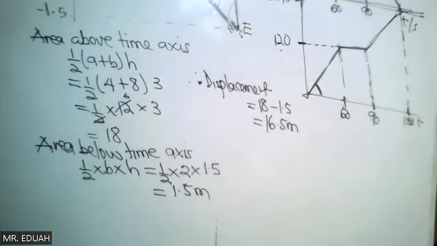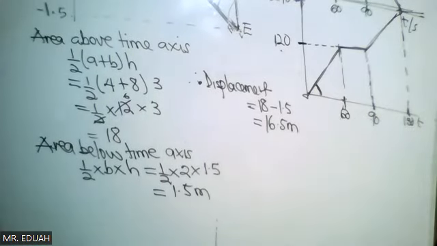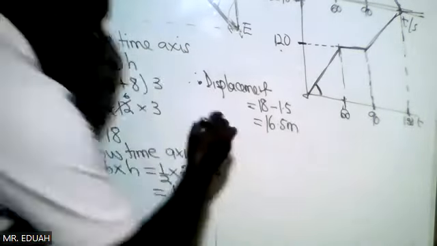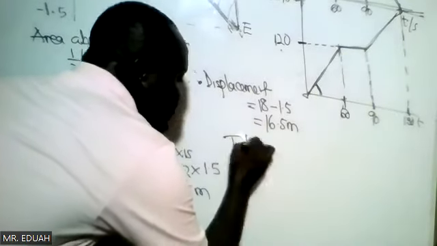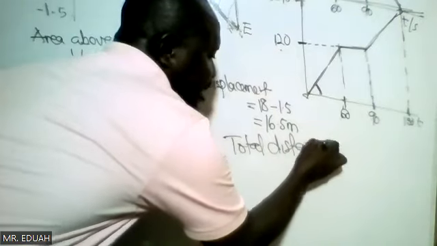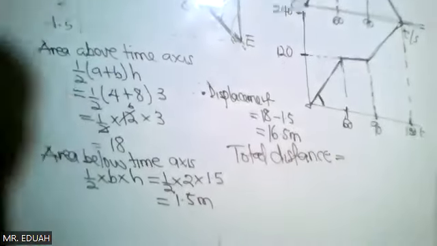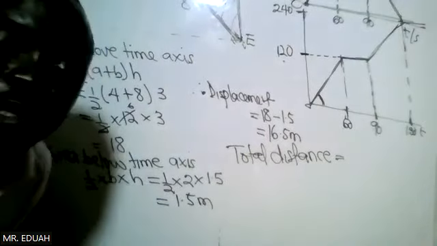That's the displacement. Now the total distance, which is the last question. As for distance, we are not interested in direction. We are only interested in the magnitude of the distance covered. So what do you think will be the total distance?